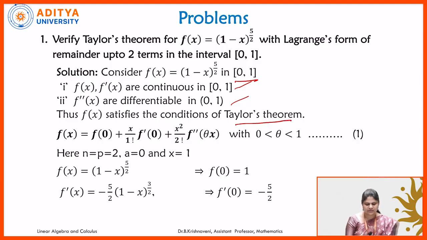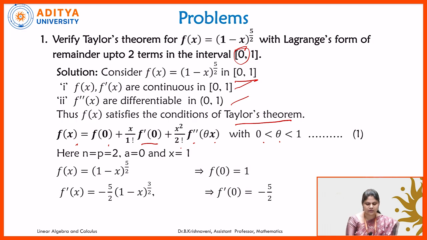Satisfying the conditions of Taylor's theorem. Since here the interval is 0, 1, the Taylor's theorem expansion becomes f of x is equal to f of 0 plus x by 1 factorial into f dash 0 plus x square by 2 factorial into f double dash theta x, with 0 less than theta less than 1.